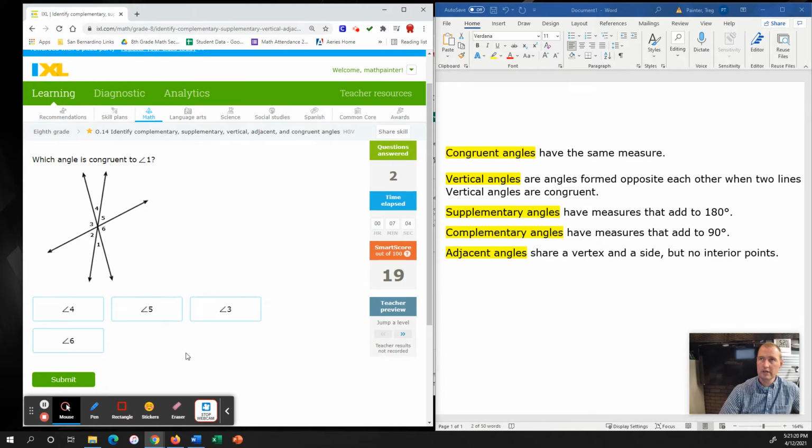All right, doing pretty good. 2 questions in, 19 smart score. Let's keep on rolling. All right, we're looking at the word congruent. So congruent is angle 1.